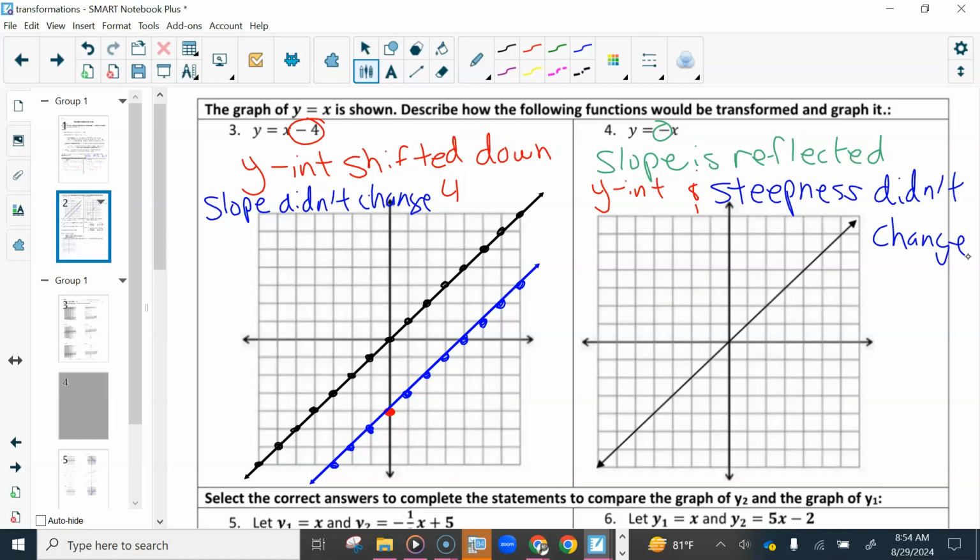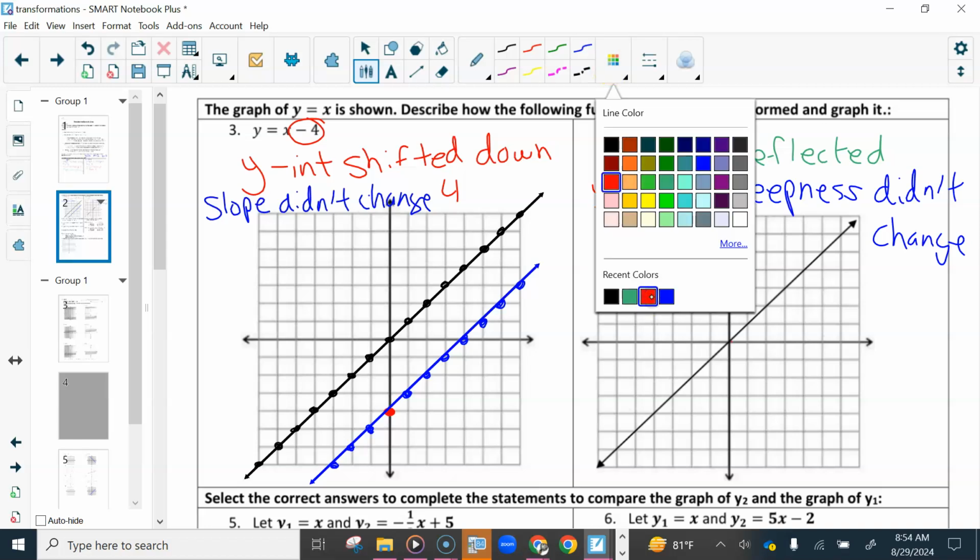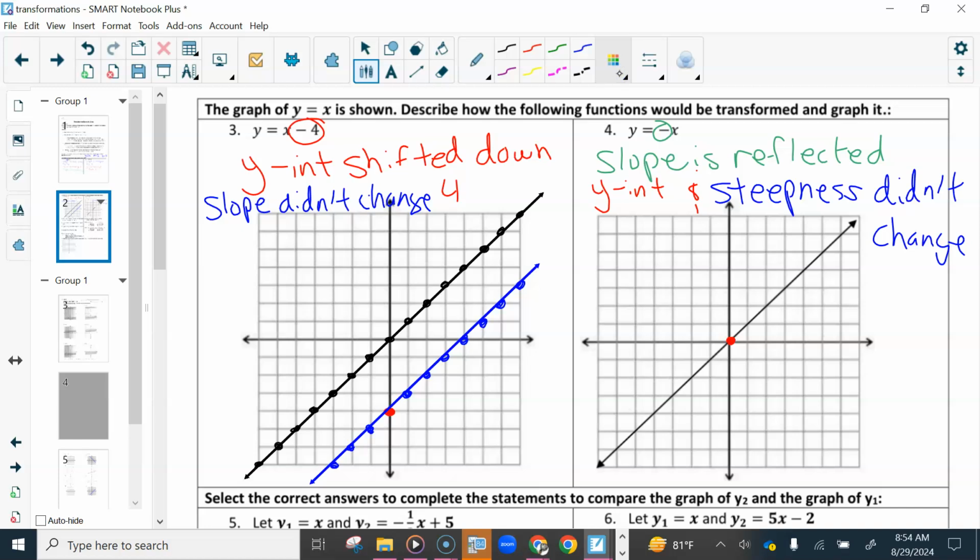Where it was positive is now going to be negative. The number is going to be the same. So if it was 1, it's still going to be 1, but negatively. So it's going to start at the same place since the y-intercept didn't change, at that 0, 0. And now I'm going to go up 1 and left 1 to show that it reflected. And then down 1 and right 1 as many times. And draw a line through that.